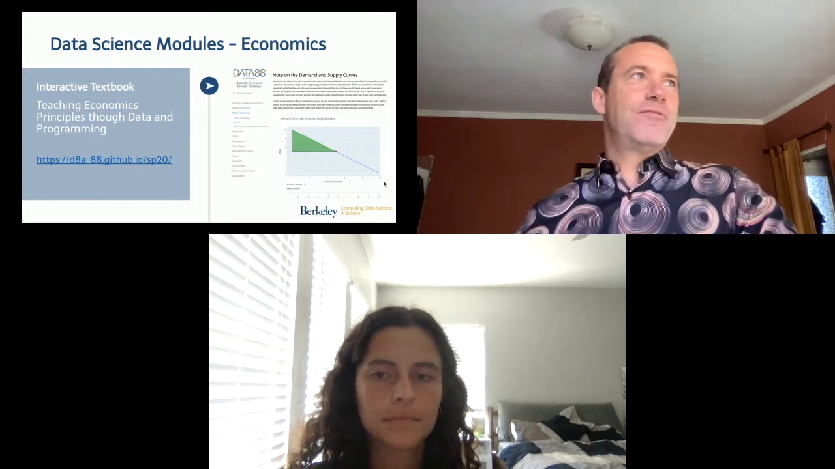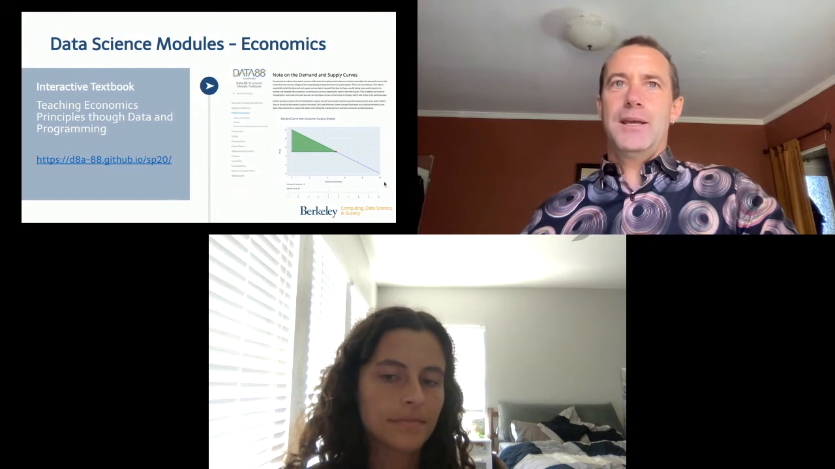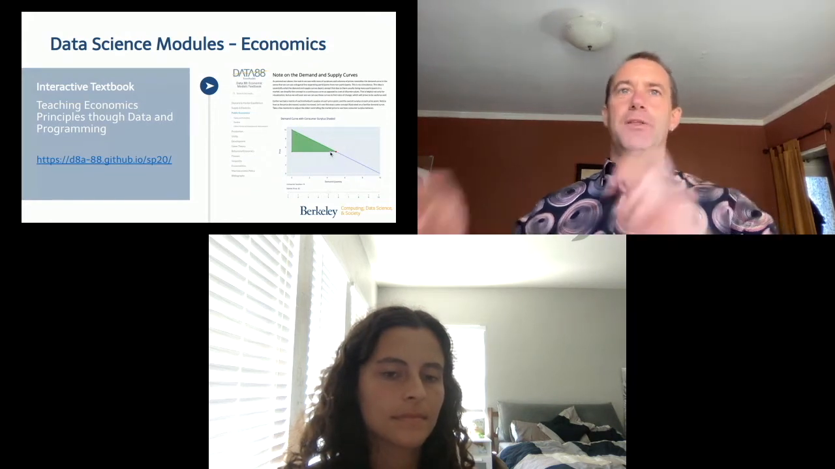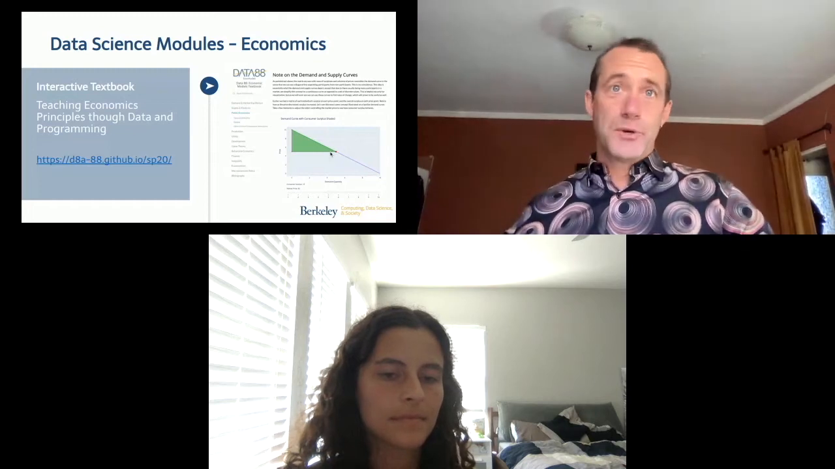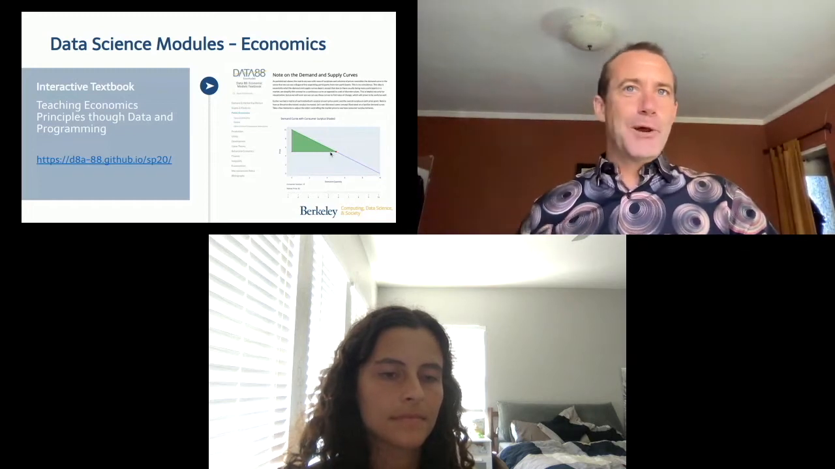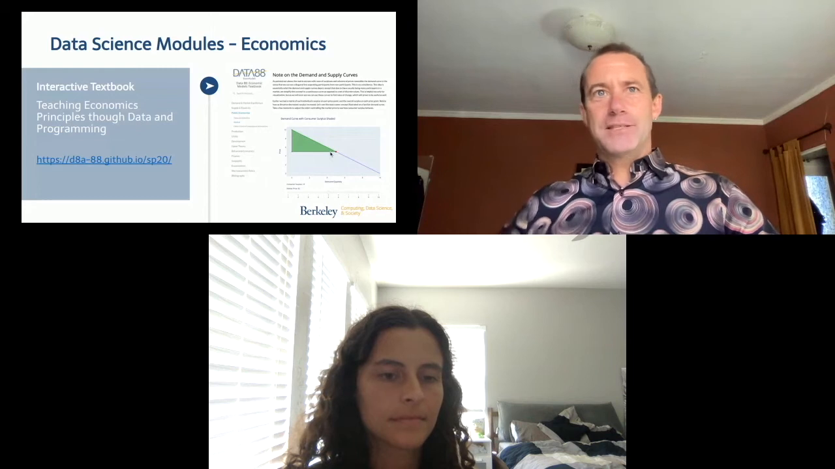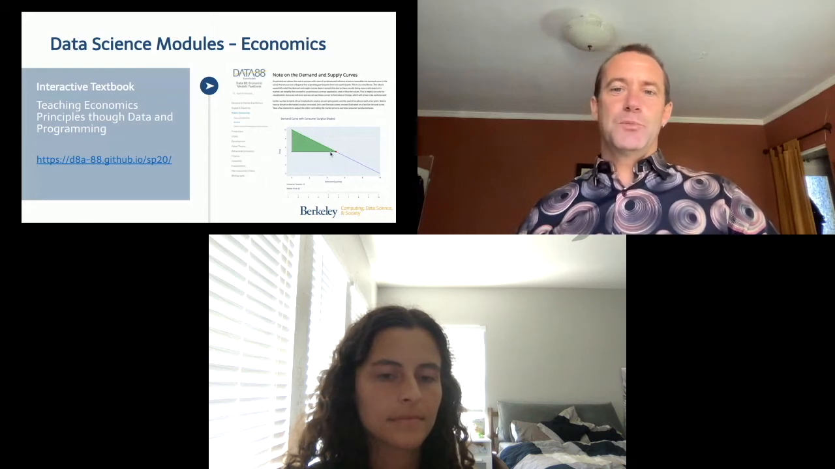I started three years ago with a single notebook doing supply and demand. And in Econ 1, Econ 100, you have to basically draw this triangle and do the math. And what's the area of the triangle? And that's the welfare. That's the consumer surplus. The area below the demand curve and above the price line is the consumer surplus.